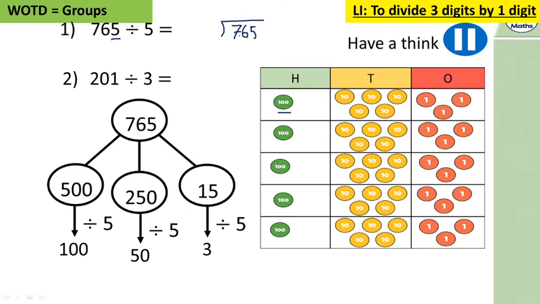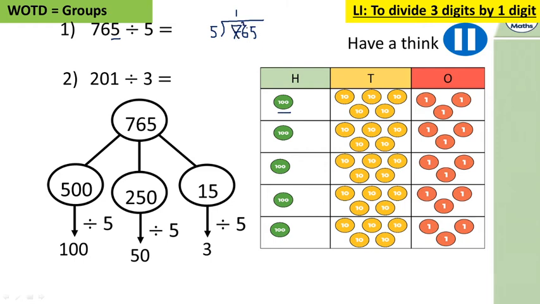Because if you find this easier, you could use this to help you populate your place value column method that you are using. So how many 5s in 7? It's 1, because 5 times 1 is 5. 5 times 2 is 10, which is too big. So I've used 1 five, but I had 7. So 7 take away 5 is 2.